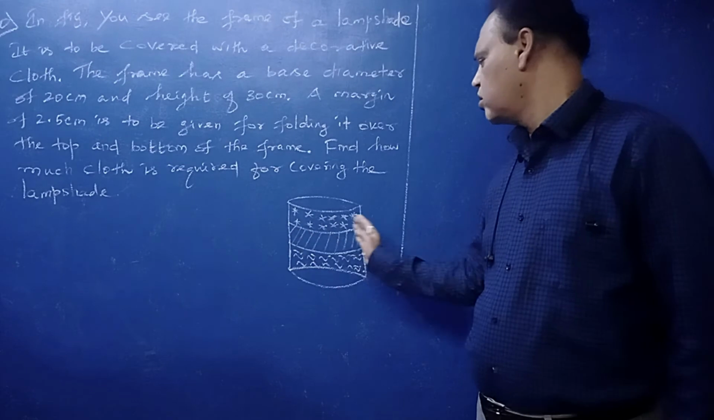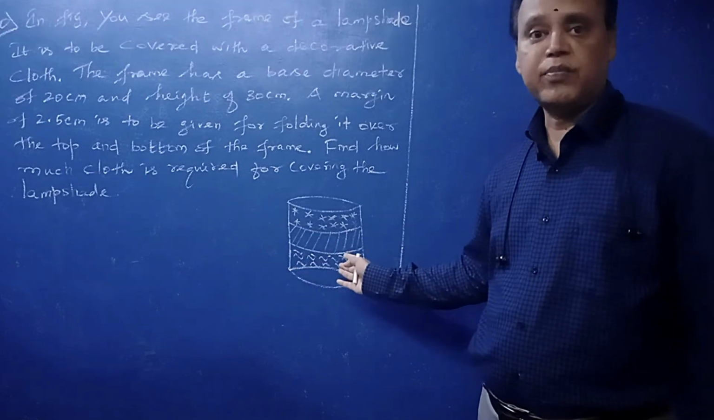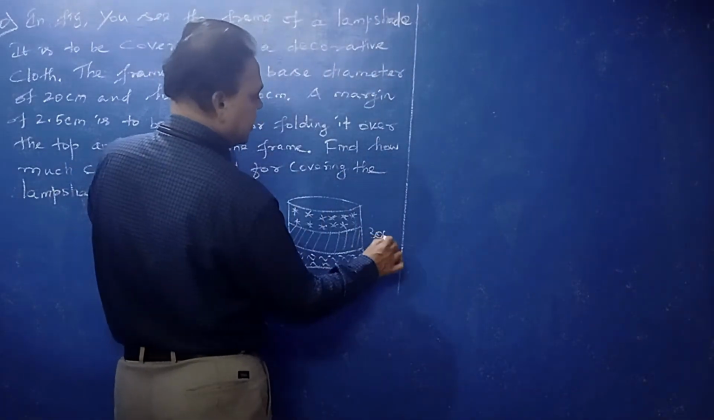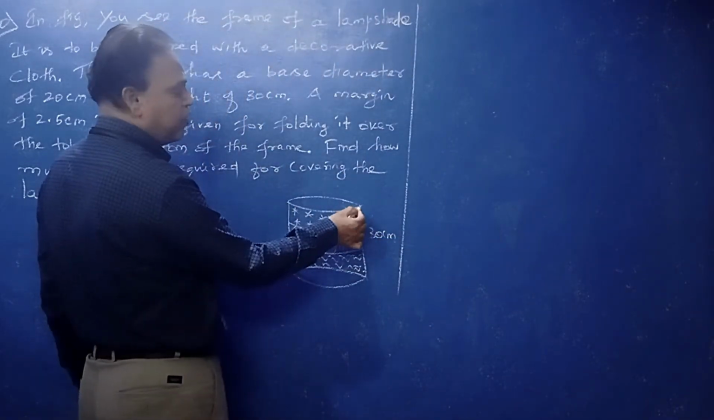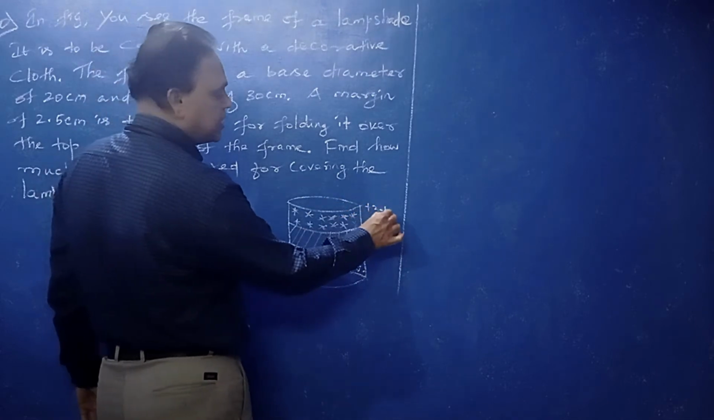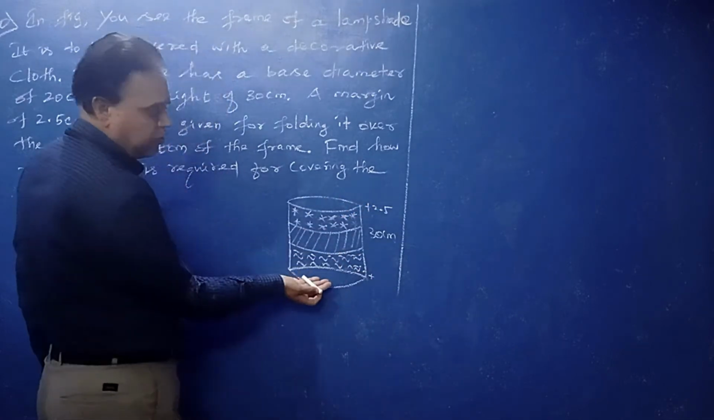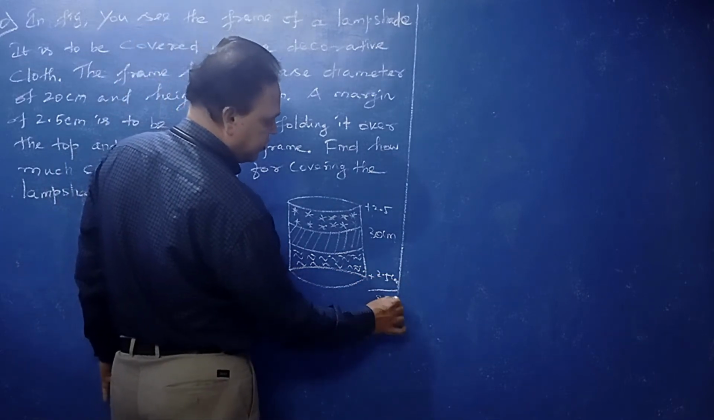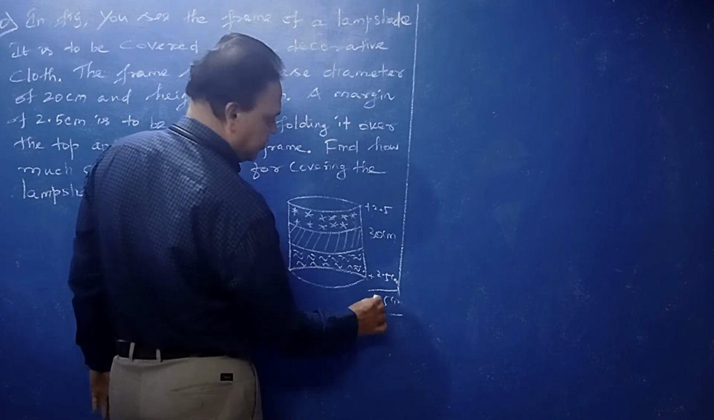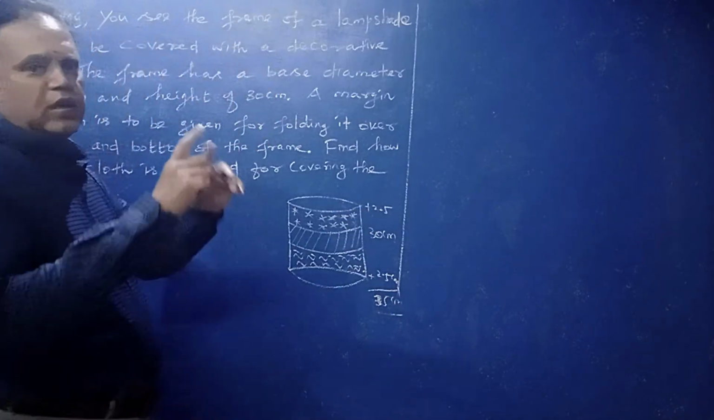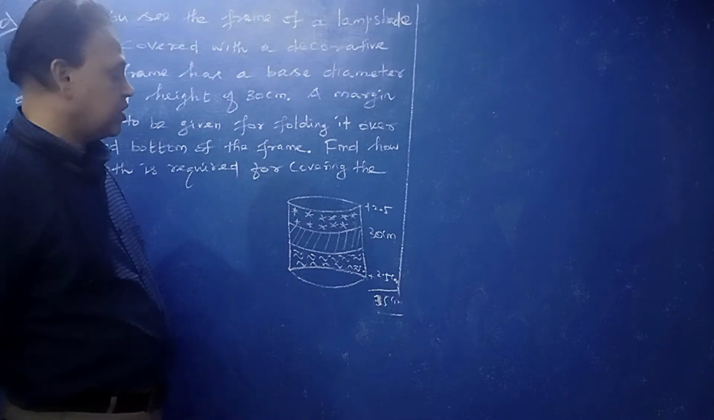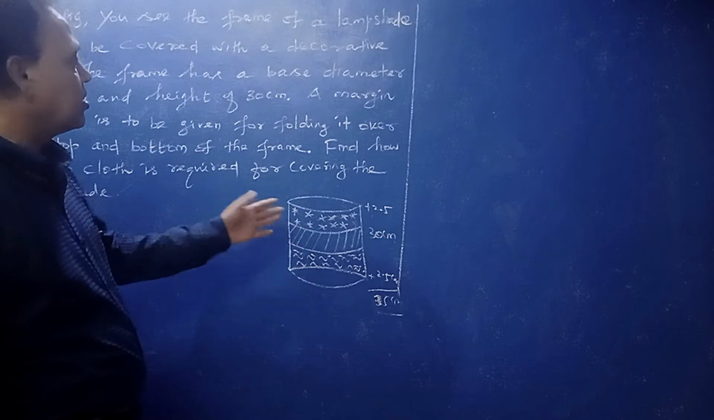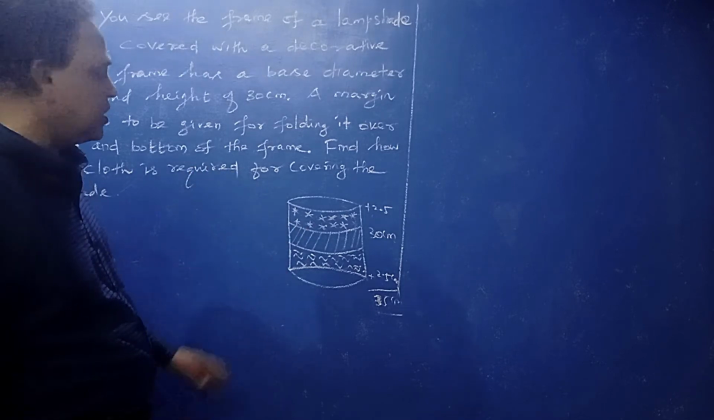So you have to find out the curved surface area, but the height is given as 30 centimeter. But 2.5 is folded, so here you have to add 2.5. This side also you have folded, so 2.5 you have to add. So total height is 35 centimeter. Total cloth height is 35 centimeter you have to take. This is very important, because later when you use the curved surface area you will get the answer. This is the main idea.